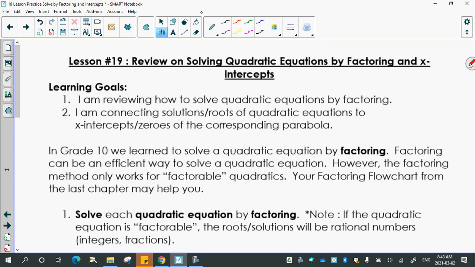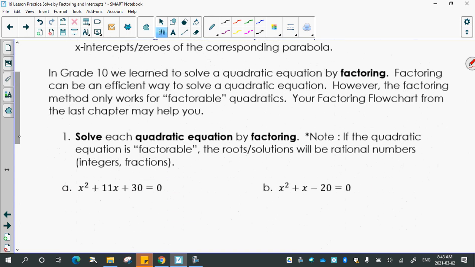In grade 10, we learned to solve a quadratic equation by factoring. Factoring can be an efficient way to solve a quadratic equation. However, the factoring method only works for factorable quadratics. So not every quadratic is factorable. That's why we have the quadratic formula, okay? And also completing the square, if you like that.